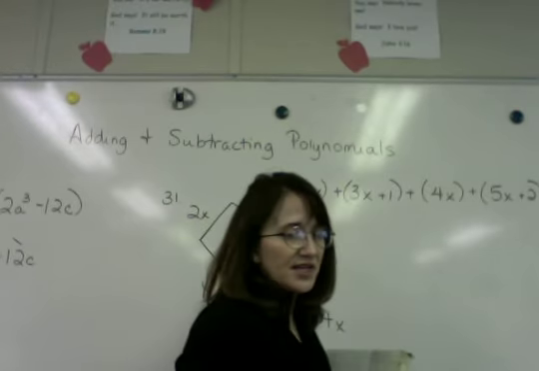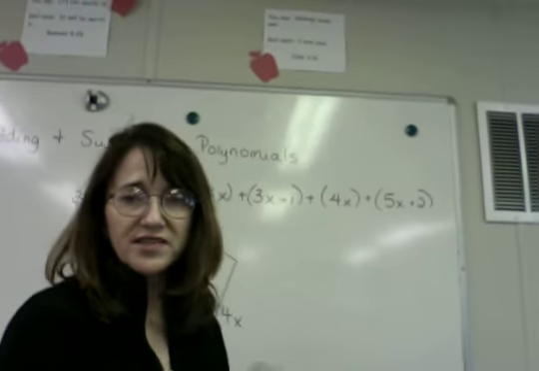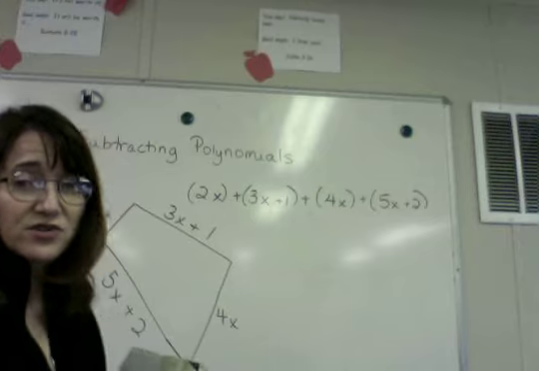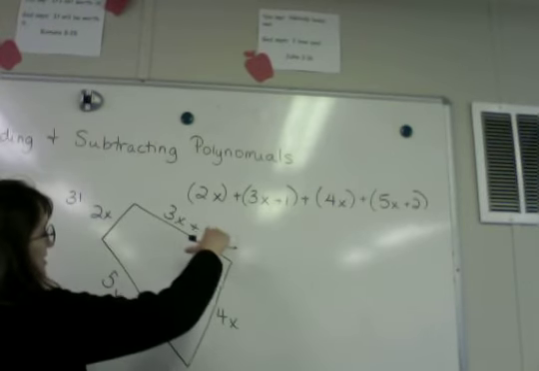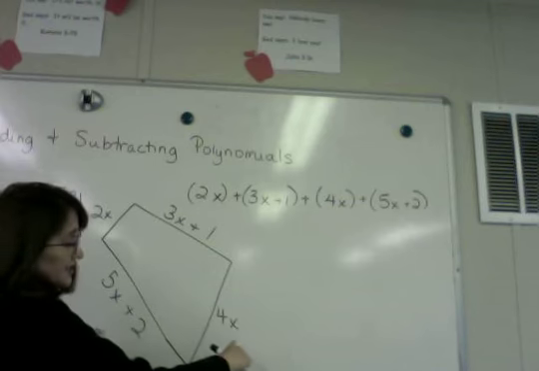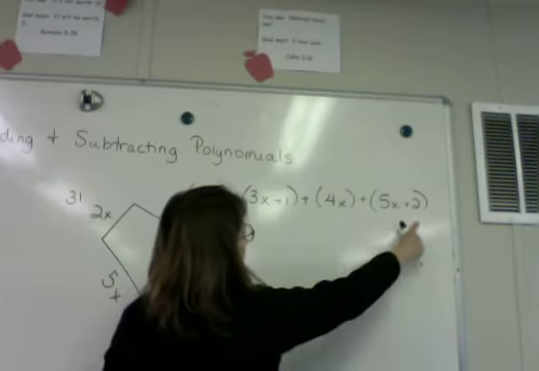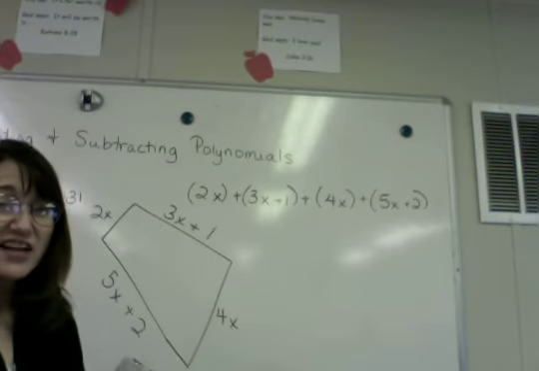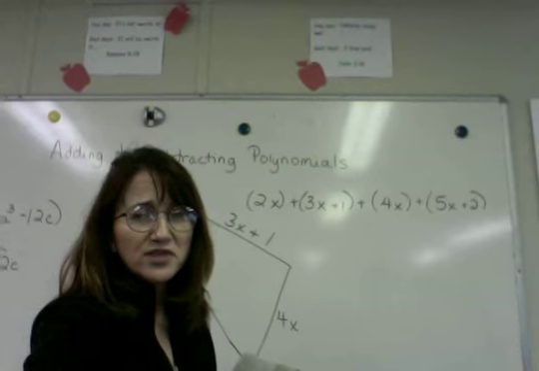I have gone off the chart. Let me move this down. So what we did is we took this side and added it to this side, then added it to this side, and finally added it to this side, and we wrote that out. And suddenly, that looks like what we've been doing in our homework. We've been adding polynomial expressions.